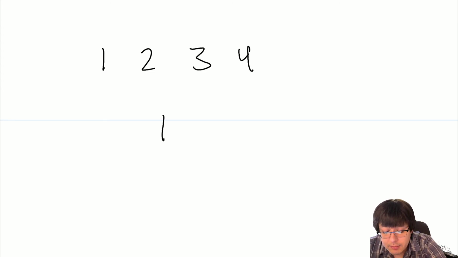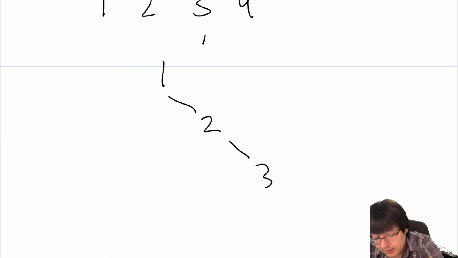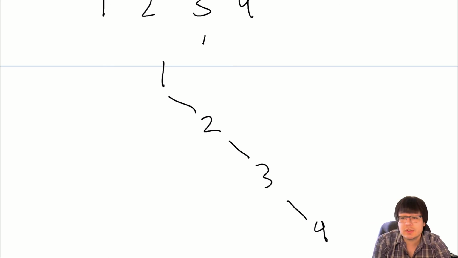1 goes there, but then the 2 is greater than the 1, so it has to go on the right side. And then the 3, which is the next number we're inserting, is greater than 1, so it goes on the right, but we already have something there, so we check the 2. 3 is greater than 2, so it goes here. And so basically that's why this forms a degenerate tree.